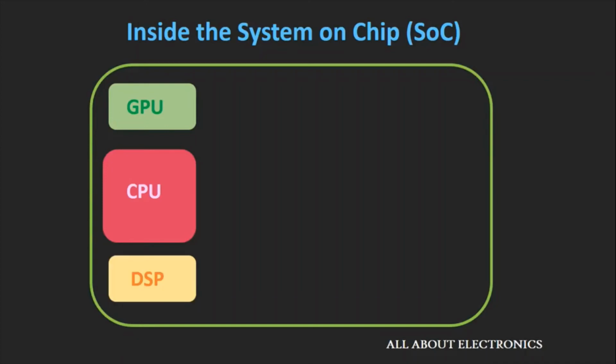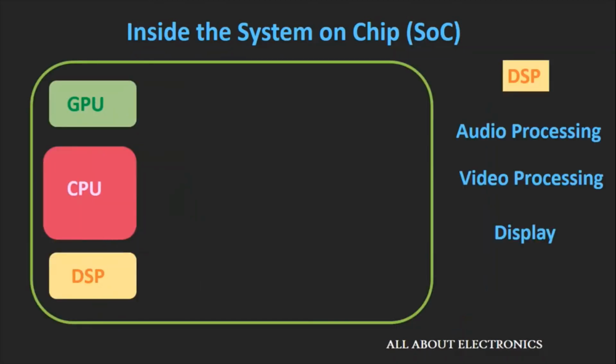The next thing that you will see inside the system on chip is the DSP, the digital signal processor, and it is responsible for activities related to audio processing, video processing and somewhat related to display. So in some system on chips you will find the audio and video processing module as a different module, while in some cases they are integrated inside the same module.